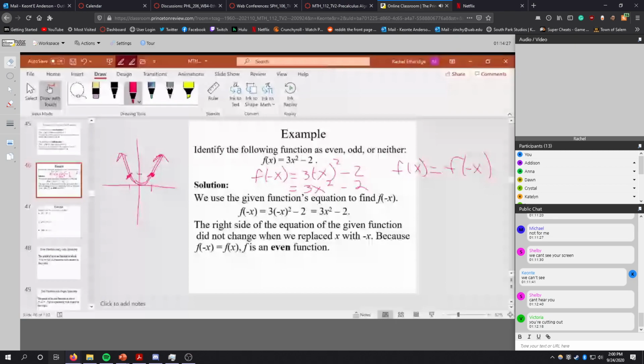Now, if you're listening, I'm going to tell you a shortcut without you having to actually plug it in. If you take your function and you look, I'm not writing this down, so if you want to know, you better listen. If you look at your exponents and all of them are even, then the function is going to be even. Now, a constant has a zero exponent. Zero is even. So a constant has an even exponent because zero is considered even.